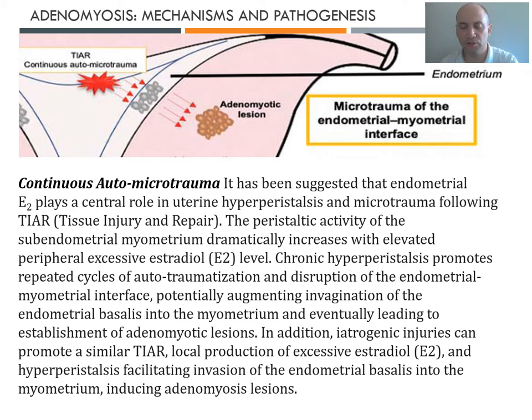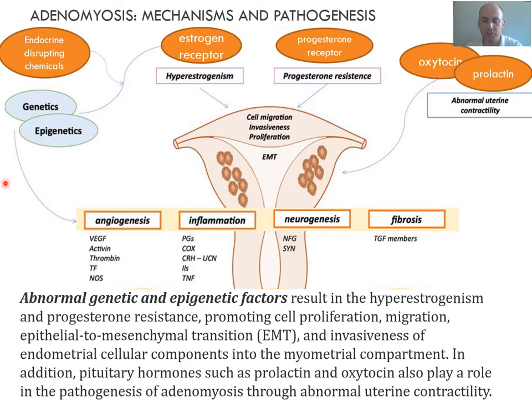In addition, iatrogenic injuries can promote similar tissue repair. Local production of excessive estradiol and hyperperistalsis facilitate invasion of the endometrial basalis into the myometrium, inducing adenomyosis lesions. Abnormal genetic and epigenetic factors result in hyperestrogenism and progesterone resistance, promoting cell proliferation, migration, epithelial to mesenchymal transition, and invasiveness of endometrial cellular components into the myometrial compartment.